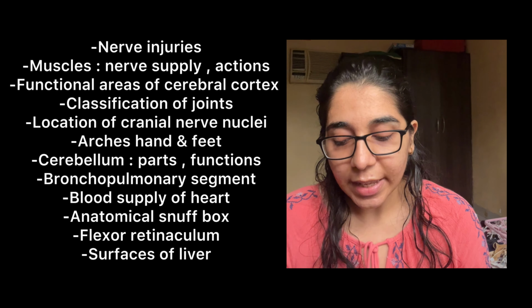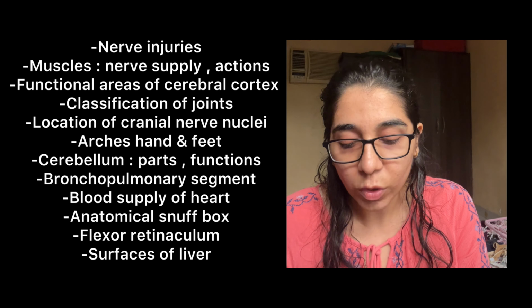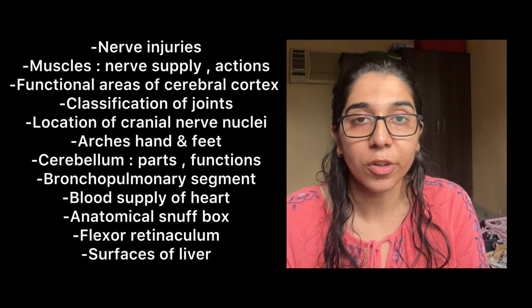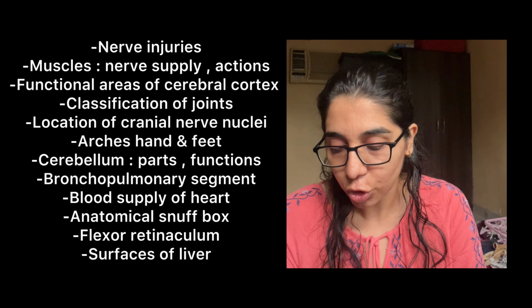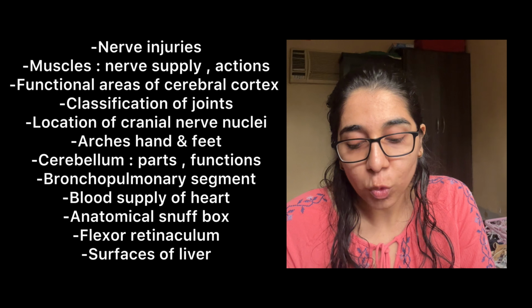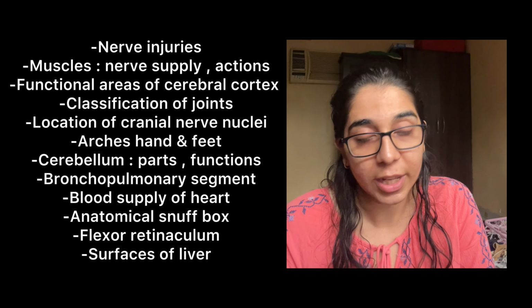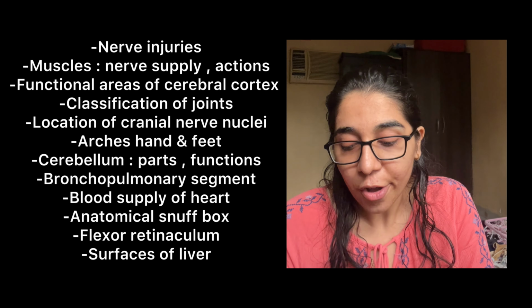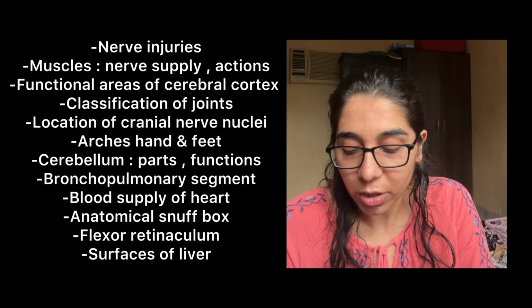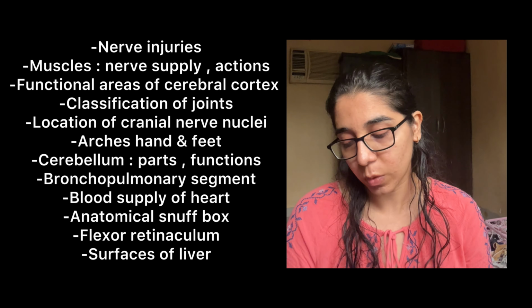Then in 2017, first question, anterior surface of liver is related to dash. So about the different surfaces of liver you should be knowing. Next question is, precentral gyrus of superolateral surface of cerebral hemisphere contains dash functional area. So again, this question is from functional areas of cerebral cortex. That is it. In 2017, only 2 questions were asked.